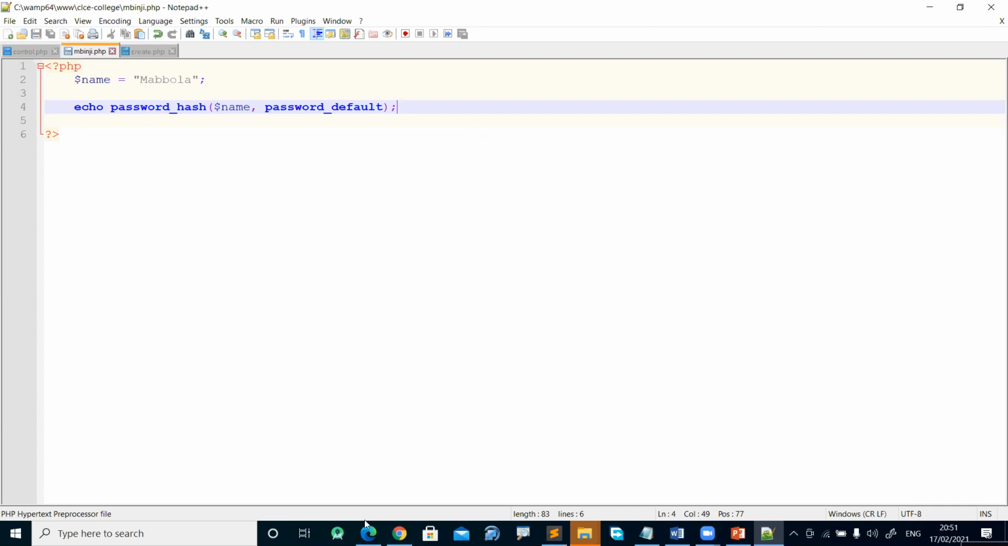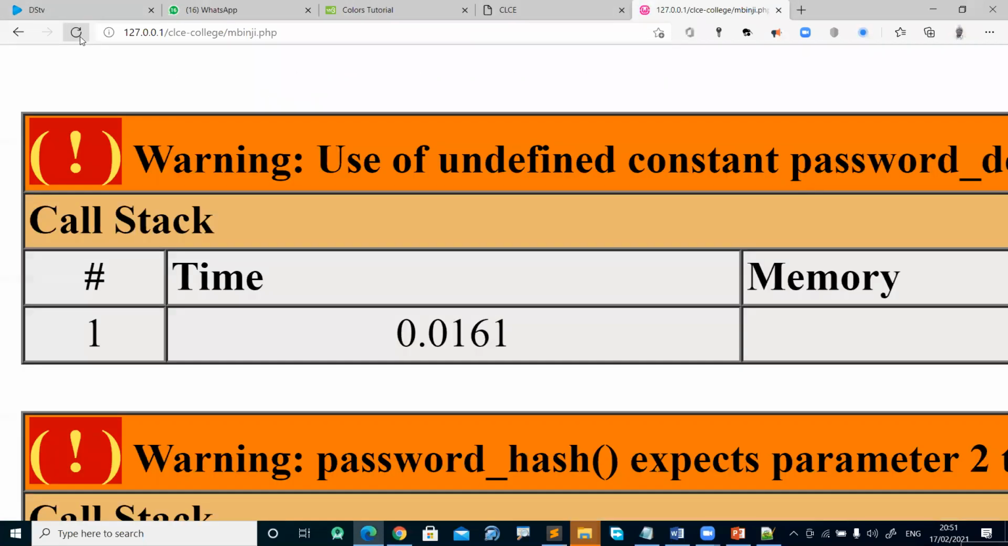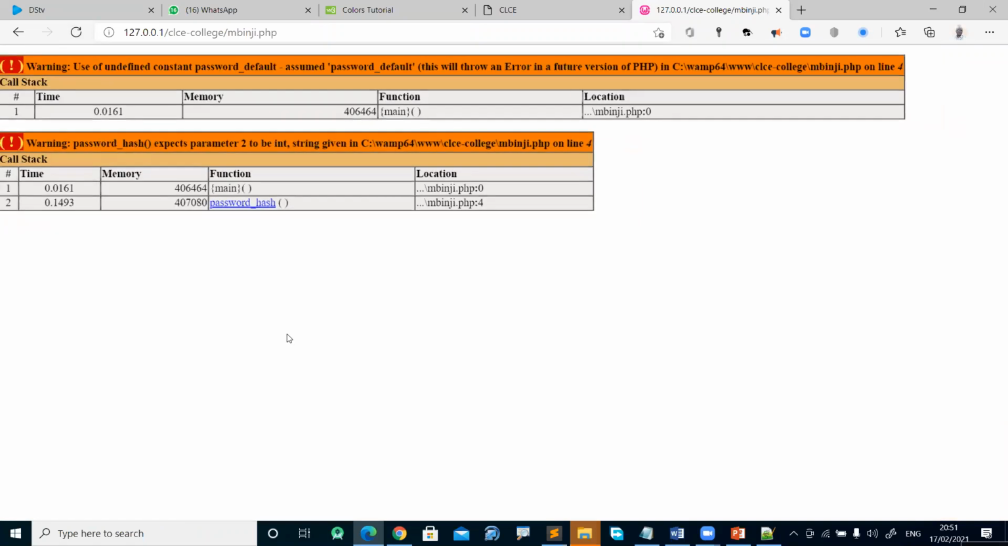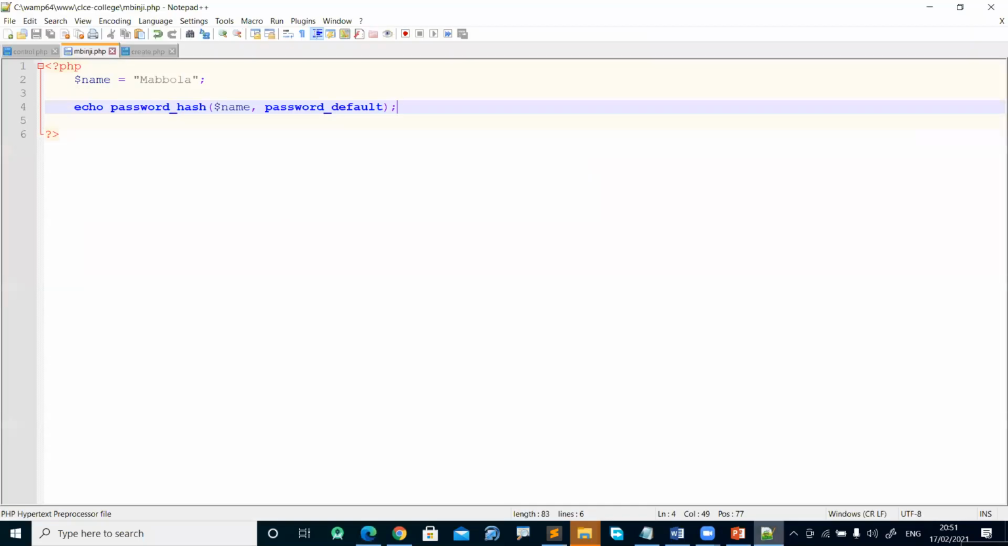Okay, let me run this one. This Mabola here, let's see how it will come out this time. This is still the old one. Now I'm refreshing. Oops, I think there's an error somewhere. That's why it's telling me all this. What does it say? Undefined constant default. Maybe I need to interchange them. I'm not sure, I've forgotten.